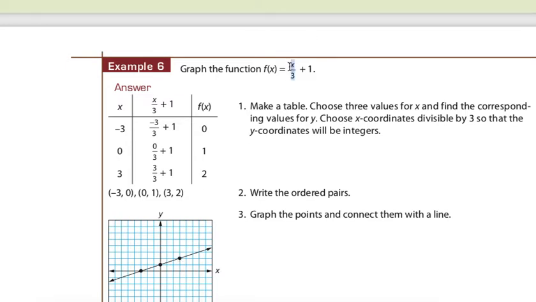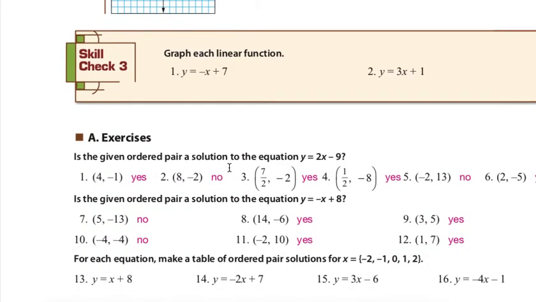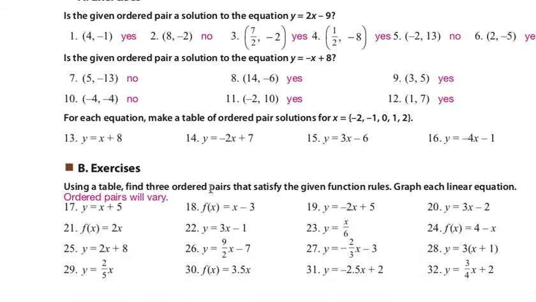But if you choose an x value that's divisible by 3, and it tells you right here, then the y coordinates will be integers, which means it will not be a fraction, and it'll be easier to plot those points. And for this homework assignment, it is page 366, 1 through 12.